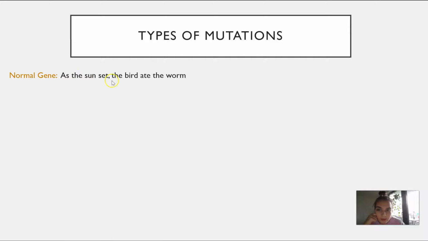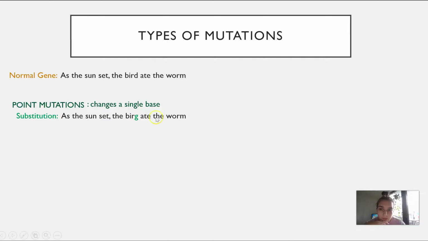So as the sun set, the bird ate the worm. That's a normal gene. Now, one type of mutation that can occur is something called a point mutation. And a point mutation is just a change in a single base. So that would look like a substitution.